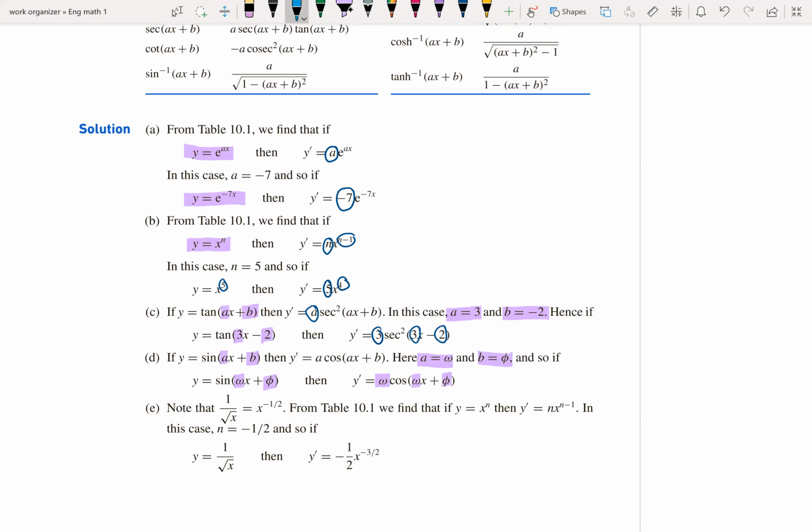And then this form we just turn into the power of negative 1 over 2. So we just use this formula. Negative 1 over 2 is brought down here, and then negative 1 over 2 minus 1 becomes negative 3 over 2. So it is negative 1 over 2 minus 1, which is negative 3 over 2.